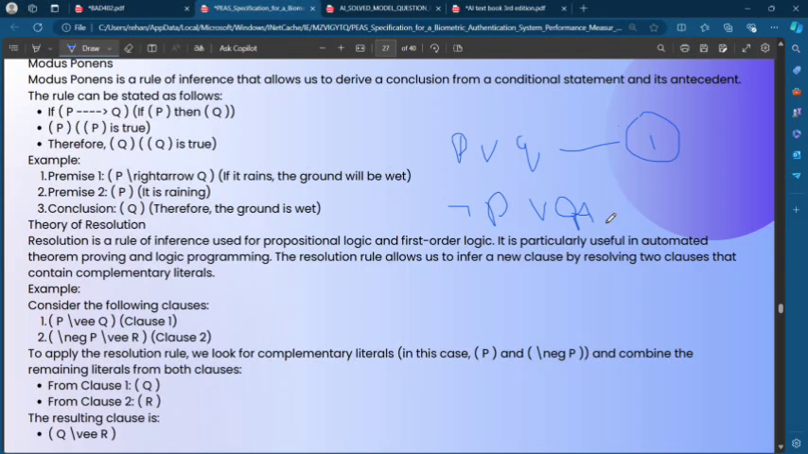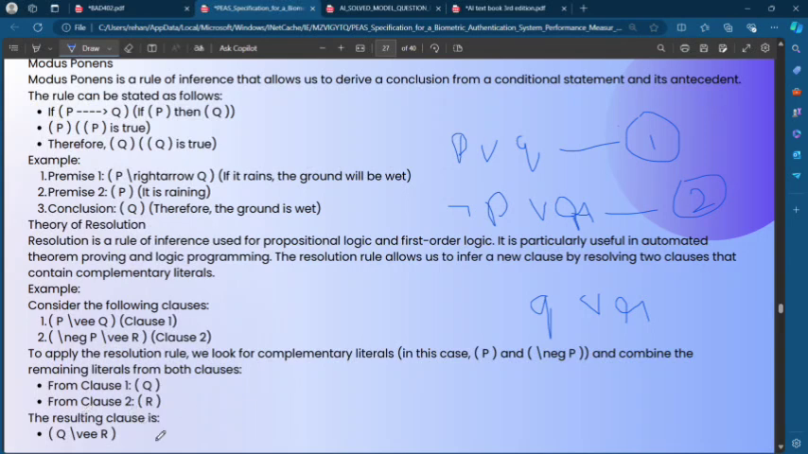That is one clause, and this is another clause. Now what they're saying, from these two clauses, what we can derive is the resultant Q or R. P or negation P will always give us true itself. To apply the resolution rule, we look for the complementary letters, in this case P and negation P, and combine the remaining letters from both the clauses: from clause 1 Q and from clause 2 R.